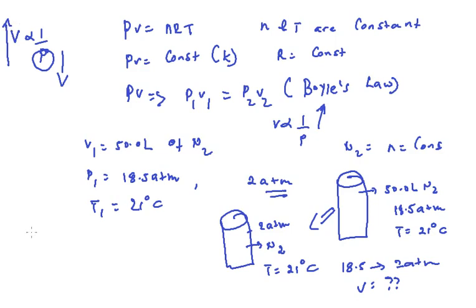So this is a direct implication of Boyle's law, and Boyle's law says that P1 V1 equals P2 V2, which means that we have all the values here except the new volume, which is going to be V2. So V2 is going to be P1 V1 over P2. So according to Boyle's law, we can deduce that V2 equals V1 times P1 over P2.